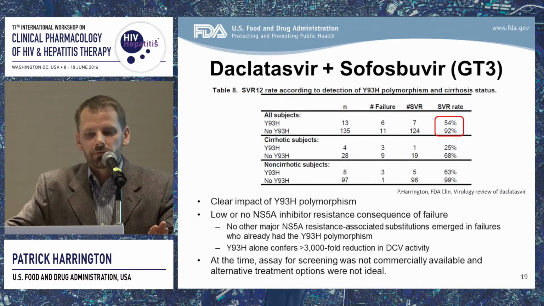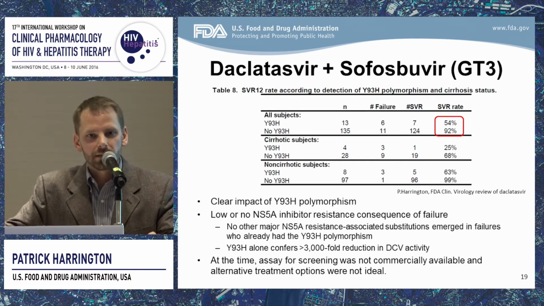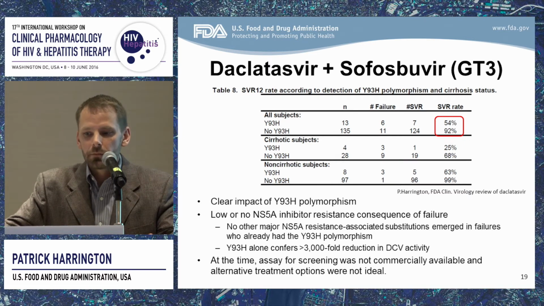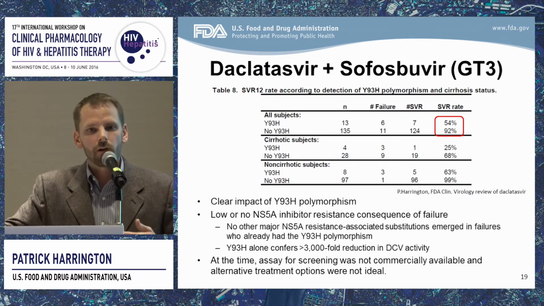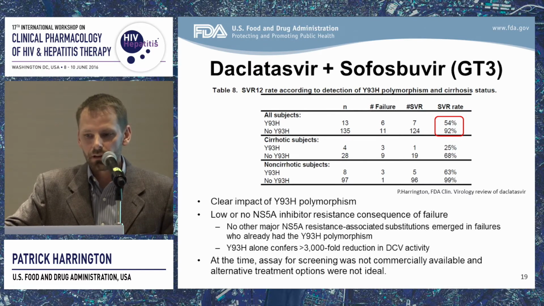But what was also interesting from this analysis is that there did not appear to be major resistance consequences of failure for those patients with that Y93H polymorphism, because they really did not develop additional treatment-emergent substitutions if they already had that polymorphism. And we think that's because Y93H by itself is probably enough to confer clinically relevant phenotypic resistance. It really confers a very large hit on Daclatasvir antiviral activity.